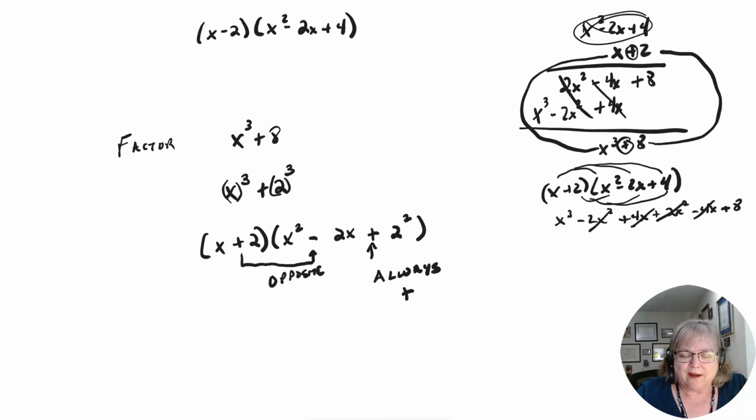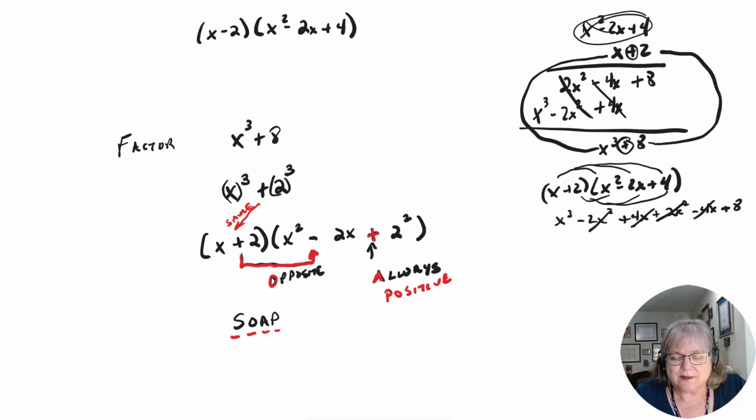You will sometimes have people tell you this is the SOAP method. Okay, S stands for same. So this sign and this one are the same. All right, this sign and this sign are the opposite. That goes with the O. And this sign is always positive. So here's same, opposite, always positive.